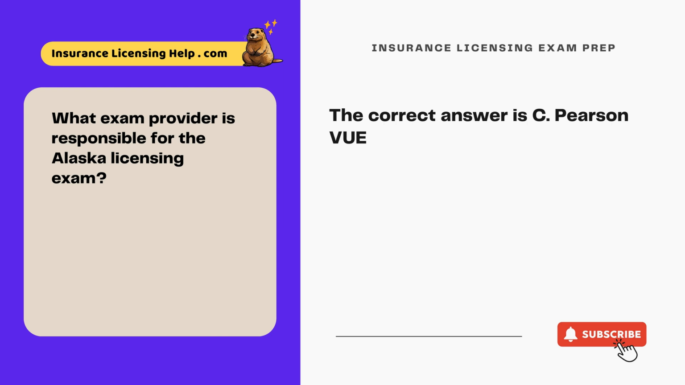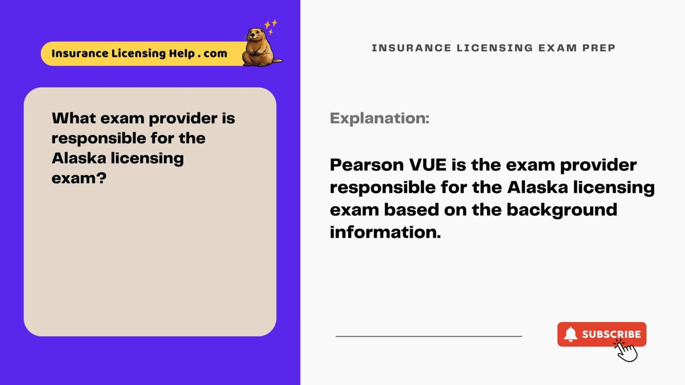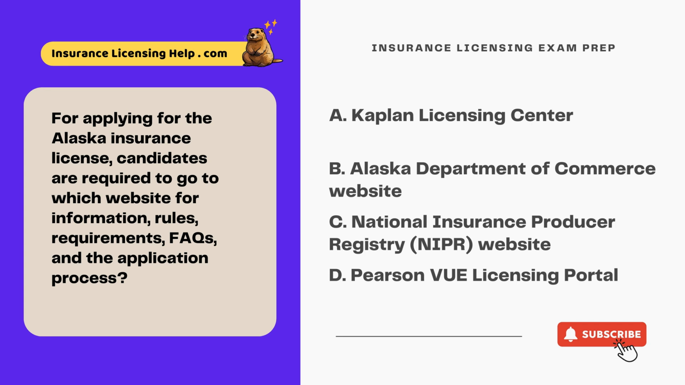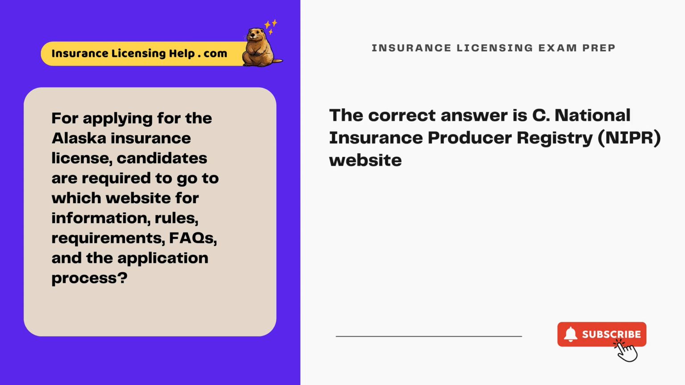Pearson VUE. Pearson VUE is the exam provider responsible for the Alaska licensing exam based on the background information. For applying for the Alaska insurance license, candidates are required to go to which website for information, rules, requirements, FAQs, and the application process? A. Kaplan Licensing Center. B. Alaska Department of Commerce website. C. National Insurance Producer Registry NIPR website. D. Pearson VUE Licensing Portal. The correct answer is C.